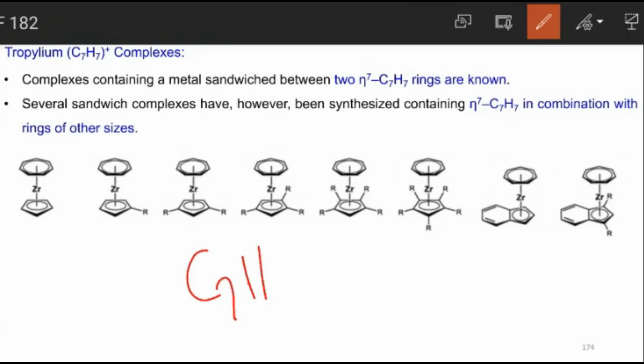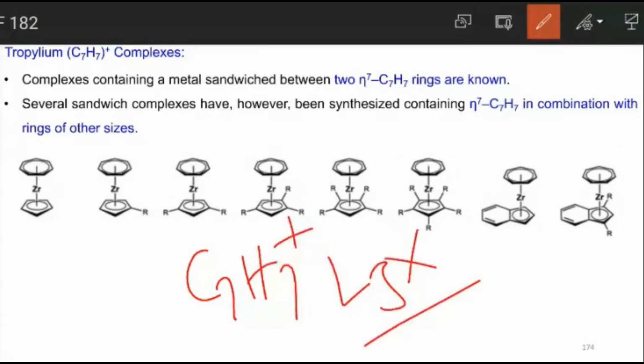Therefore, being a smaller transition element, the sandwich compound of tropylium is not possible.